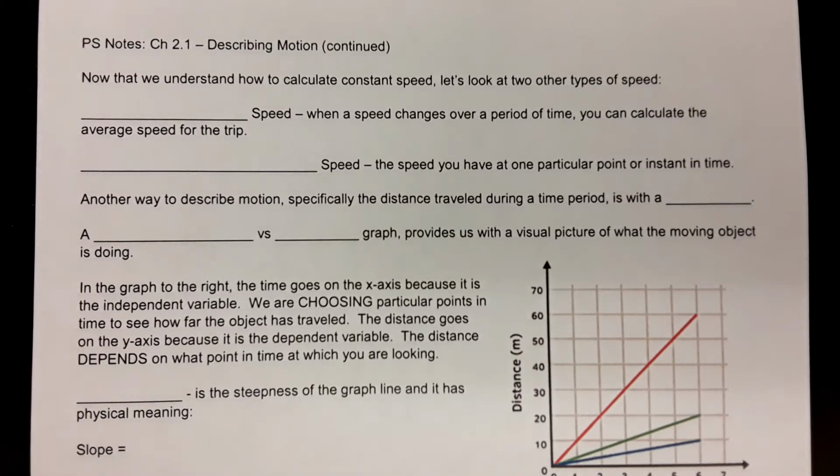Well, when you have a speed that changes over a period of time, then you got a little problem. You can't just take a particular distance and divide by the time for one leg of the trip. You've got to look at the whole thing in such a case.